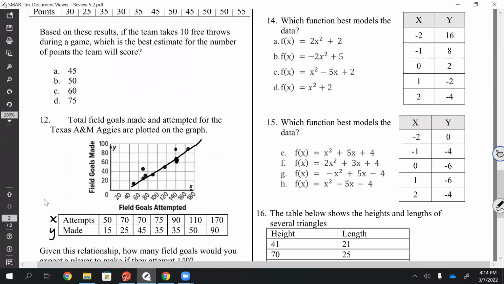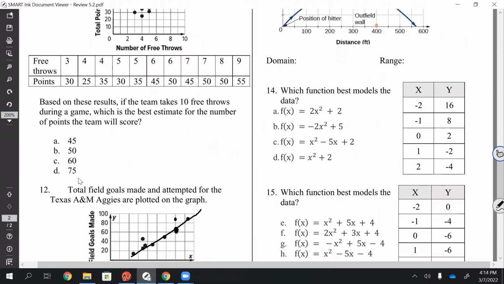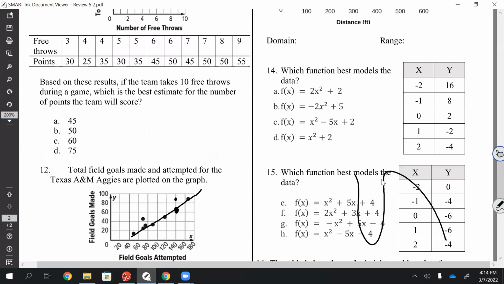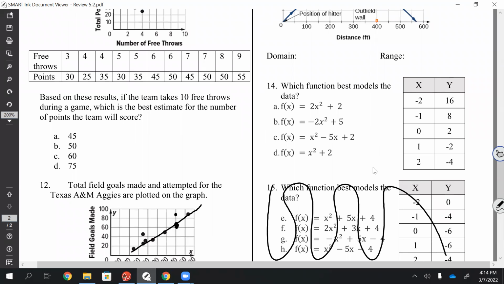Okay, the next question that I would go over with you is number 14. Okay, and we're going to eliminate 15 because there was an error on that one. So 14, it says, which function best models the data? So all of your answer choices are equations. So when we have equations as our answer choices, what I want you to do is graph your answer choice. Okay, and then you're going to press Control T and you're going to match it to your table.